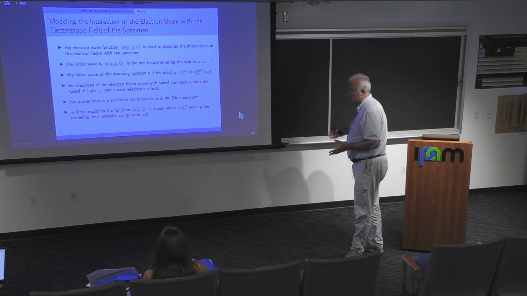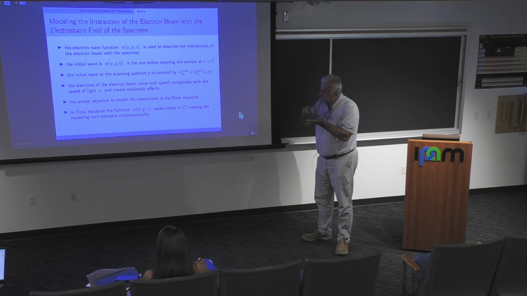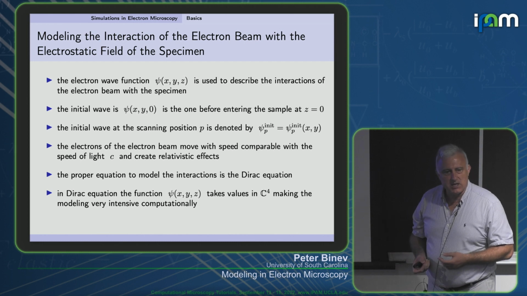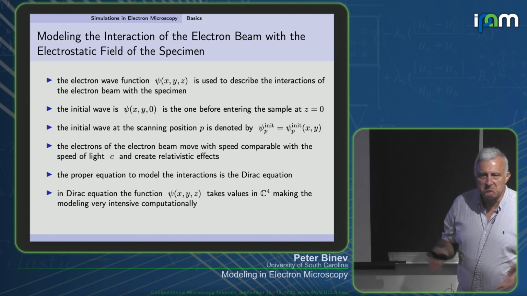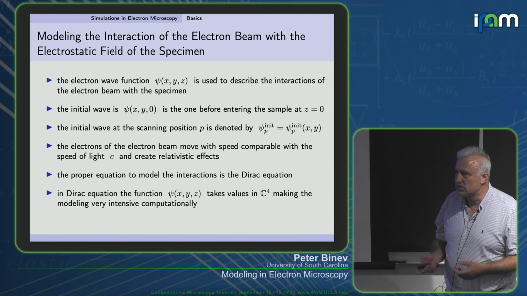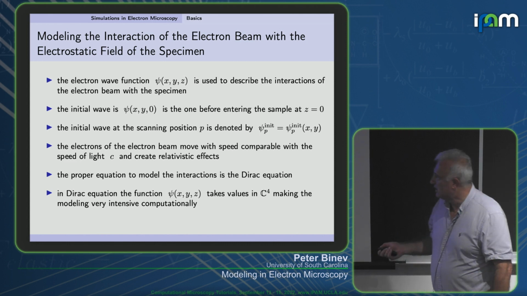And then we consider what is happening with the electron waves of these electrons. Immediately we mention that the typical energy is 200 kilovolts, which is a little more than half of the speed of light. That means there are a lot of relativistic effects.